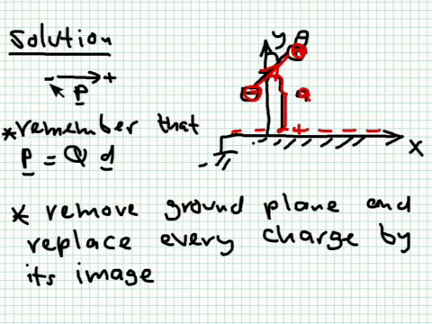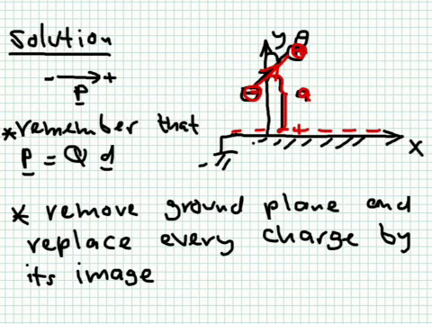Dipole moment is a vector pointing from the negative charge to the positive charge. Its value is equal to Qd, where d is a vector pointing from the negative to the positive charge. Now, when we create an image for the dipole, I will create an image for every one of the two charges. So this negative one will create a positive image here, and this positive one will create a negative image here. This is what we agreed.